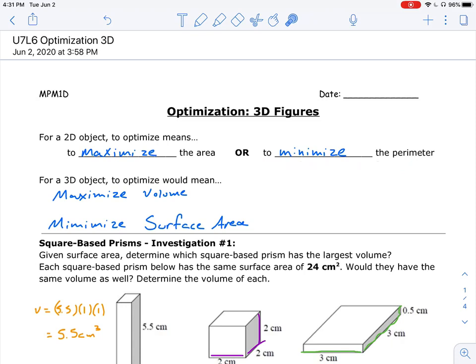So for a 3D object, if we're thinking about area and perimeter, well, we'd be looking to maximize the volume and minimize the surface area, right? The amount of space it takes up versus the distance around the outside.